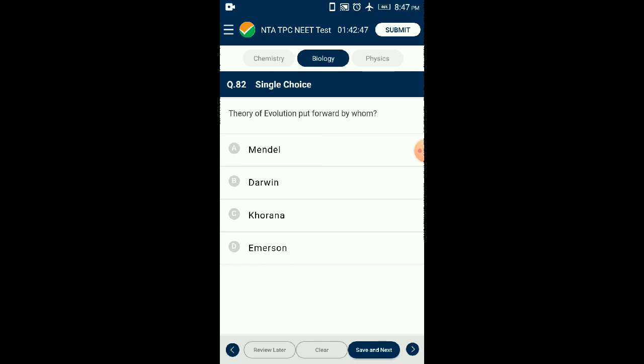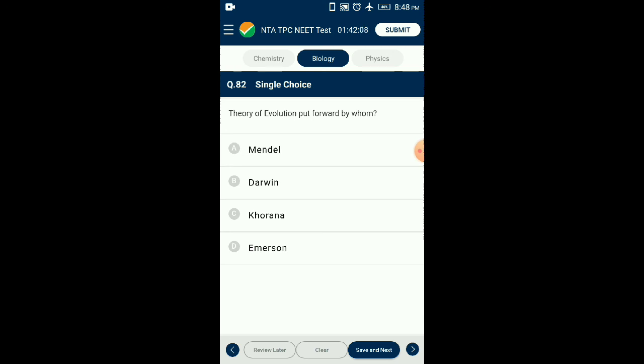Question number 82. Theory of evolution was put forward by whom? G.J. Mendel, that is Gregor Johann Mendel, was one of the pioneer naturalists who worked on the garden pea plant, Pisum sativum, and formulated the laws of genetic inheritance. He is considered the father of genetics. Charles Darwin was one of the leading naturalists who traveled around the Galapagos Islands and conceptualized the theory of organic evolution. His theory is known as the theory of natural selection.